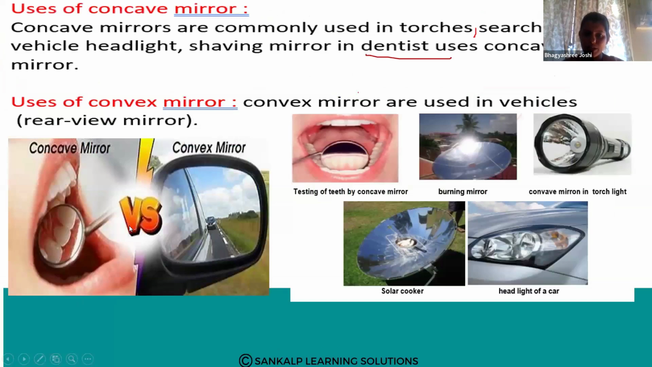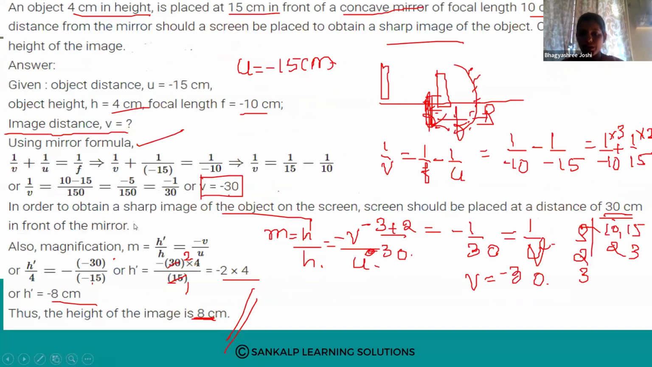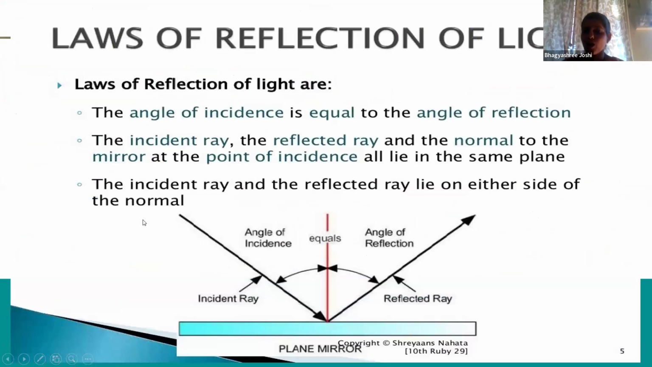We also saw some multiple choice questions and some problems. In today's session, we are going to discuss the next part, that is laws of reflection of light. This is an important concept, and this question can be asked for 2 marks. Laws of reflection of light: the angle of incidence is equal to the angle of reflection. This is the first law. The incident ray, reflected ray, and normal to the mirror at the point of incidence all lie in the same plane.